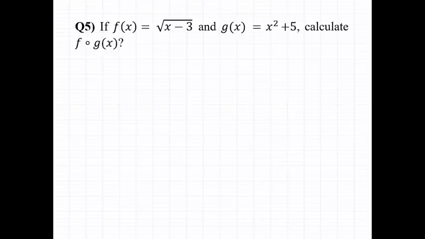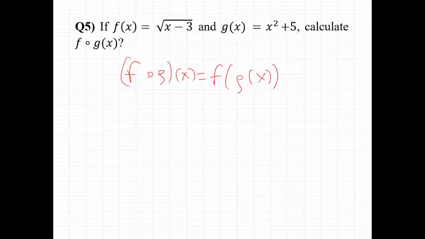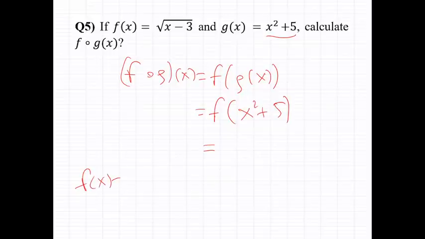Now calculate F composition G. It says, okay, this F composition G of X means F of G of X. And what is G of X? You can write here x squared plus 5. And what is this equal to? This f of x squared. So f of x, if you hesitate what to do, you can write f of x and write this one. And the key idea is this, instead of x, I write x squared plus 5.